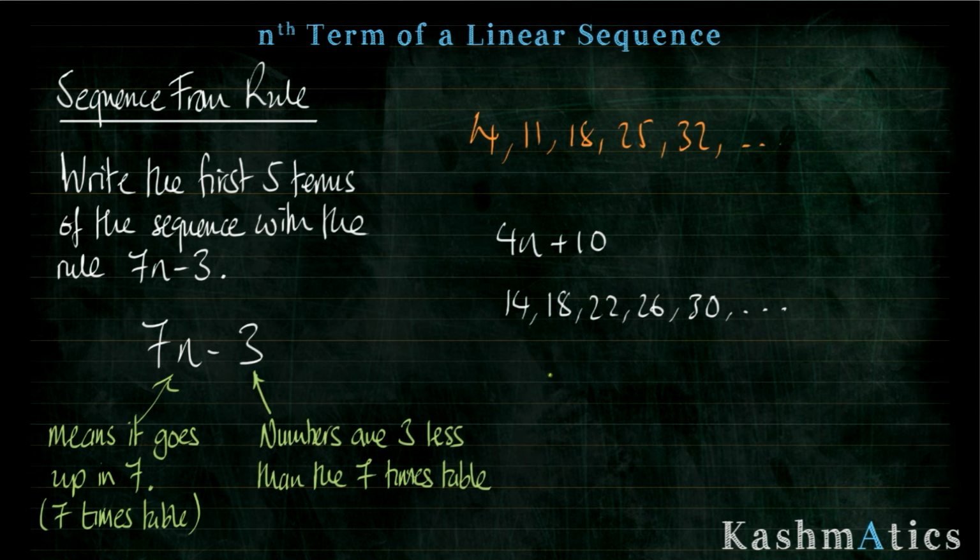Now, if instead I had something like minus 3n plus 1, okay, this has got something to do with my minus 3 times table. Okay, and the sequence is going to go down in threes. So the first number in my minus 3 times table is minus 3. I need to add 1 onto that to get minus 2. Okay, now always be extra careful when dealing with negative numbers. And all I need to do now is go down in threes. Okay, so I'm starting with minus 2, minus 5, minus 8, minus 11, minus 14, and so on.